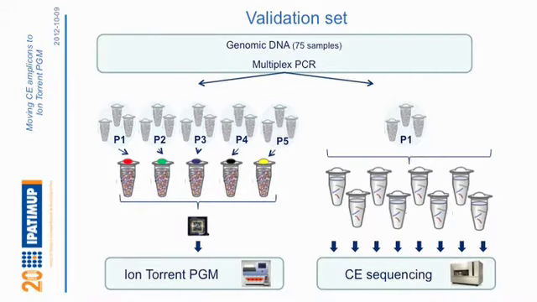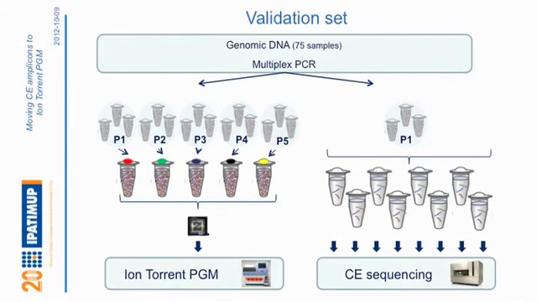So after getting all our tools well defined and well oiled, we moved into the validation set, where, as I told you before, we did the multiplex PCR reactions for all these samples, and then we did the analysis in parallel, using both the Ion Torrent and the Sanger sequencing. And this cartoon here is just for those of you that don't do this routinely in the lab, to get an idea of how different the amount of work is that one needs to do using one or the other technology.